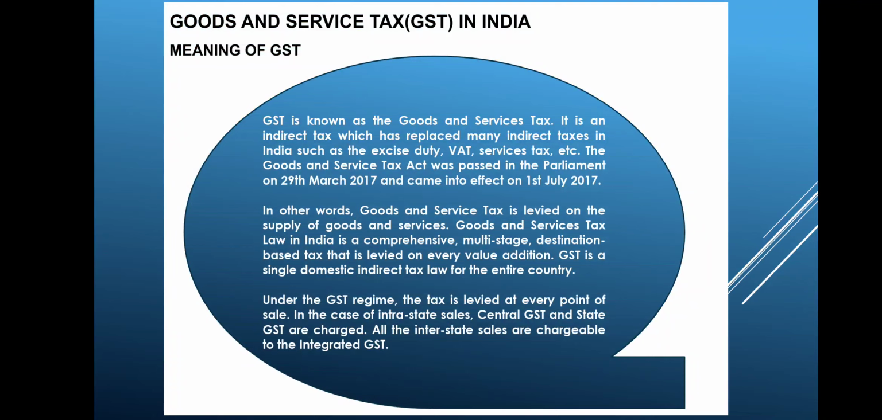So it is a tax which is levied on both, that is supply of goods and supply of services. So GST in India is a comprehensive, multi-stage and destination based tax that is levied on every value addition. So under the GST regime, tax is levied at every point of sale, whether it is a manufacturer, wholesaler or retailer. So there are generally three types of GST, that is CGST, SGST and IGST. CGST stands for Central Goods and Service Tax. SGST stands for State Goods and Service Tax, and IGST stands for Integrated Goods and Service Tax.